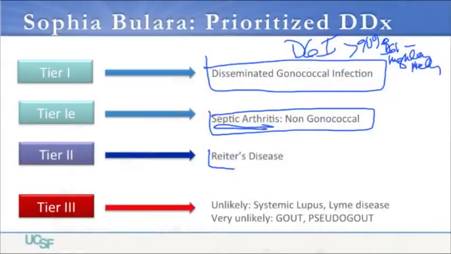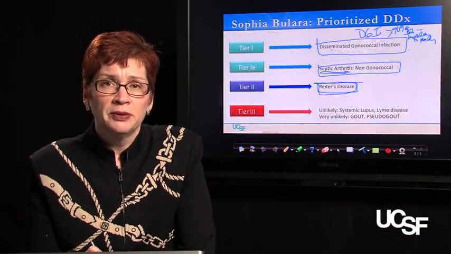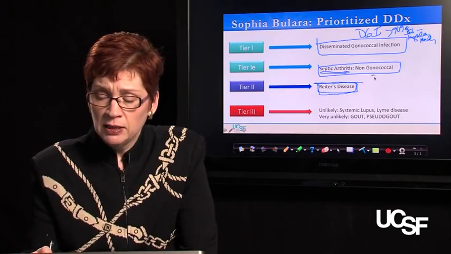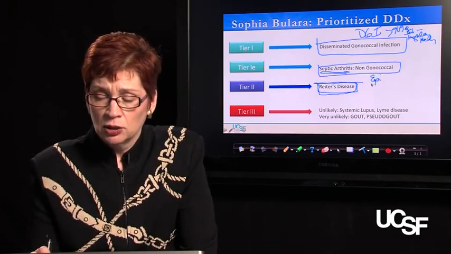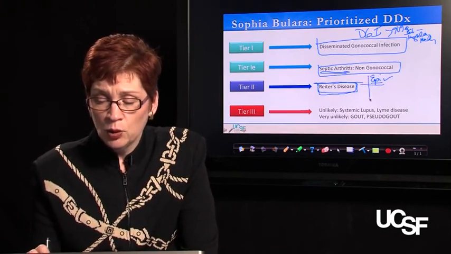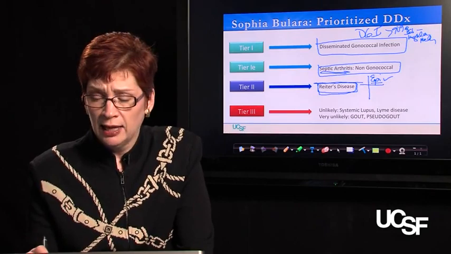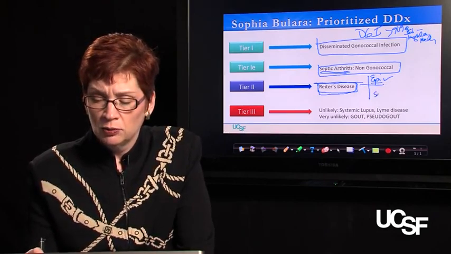Now, other people have proposed for Sophia that a sexually active woman with a new joint problem or new arthritis could have Reiter's disease or reactive arthritis. Here again is where our disease illness script helps us quite a bit. So the epidemiology might be a match, right? So the epidemiology looks good. The time course is a little bit fast. Reiter syndrome usually has a more subacute presentation.